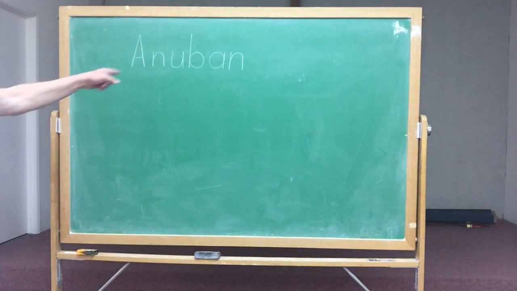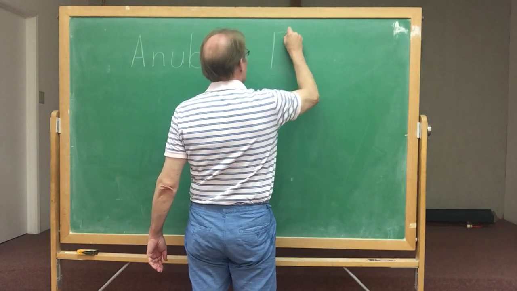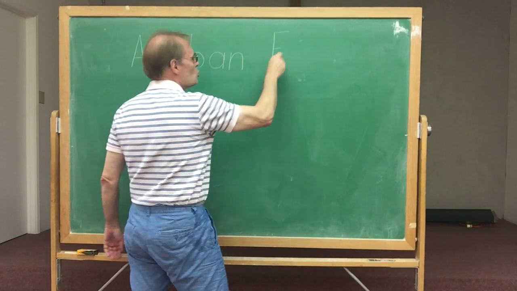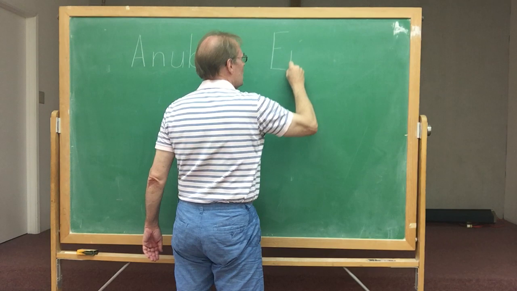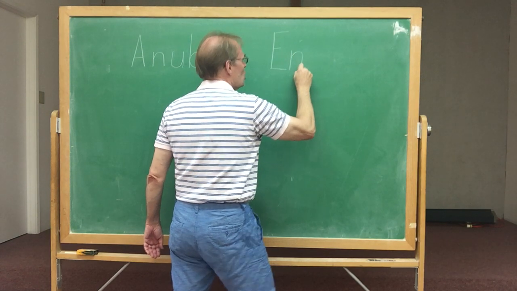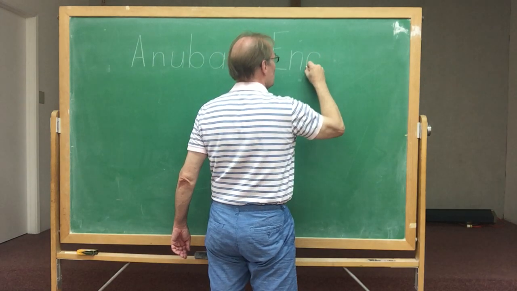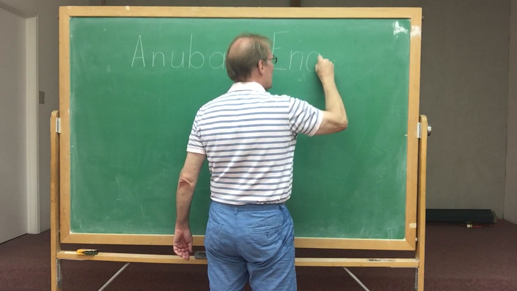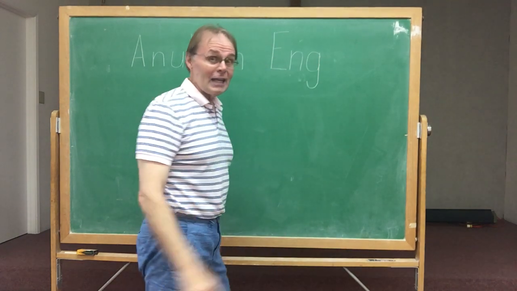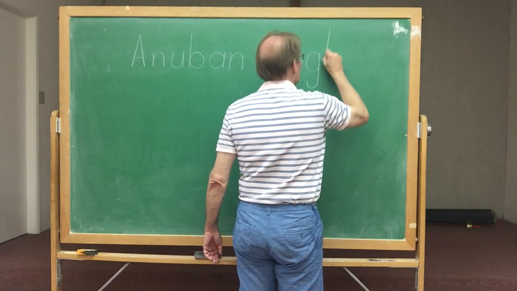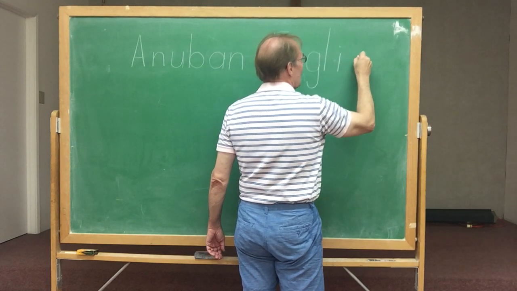Okay, I have enough room. Anuban. And then the word English. Capital E is a long line with three short lines. Okay, well, one short line and two medium lines. And then G is like this. G is kind of a circle. We go up and down and around. And then we come down with a straight line and come down, down, down, down, down, and a hook on the end. Then an L, long line, an I, a short line with a dot, an S.